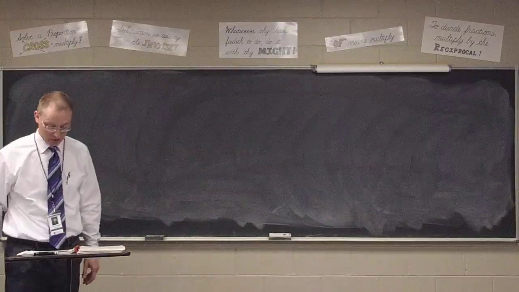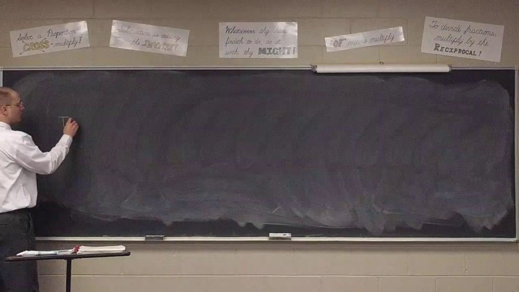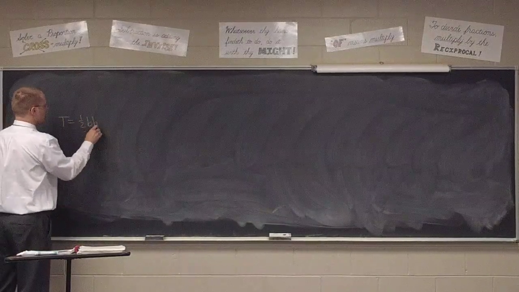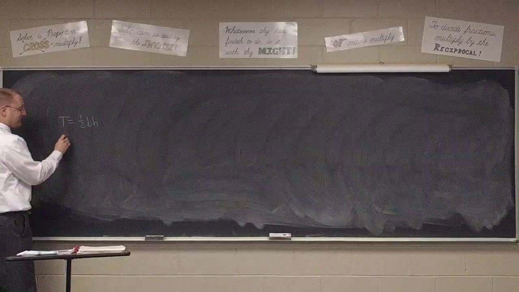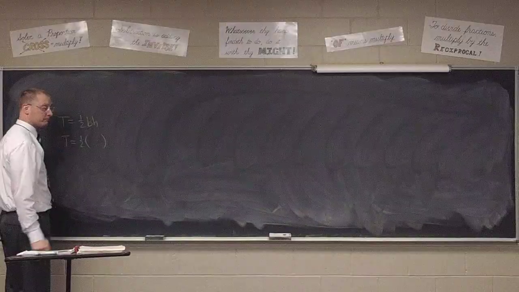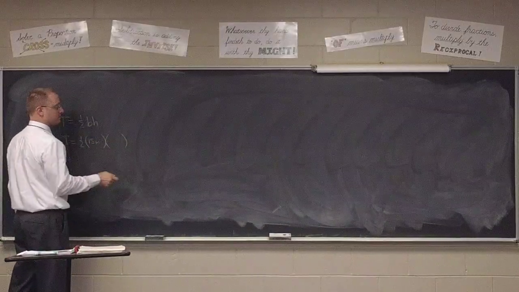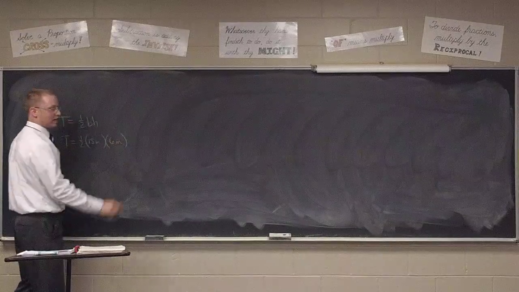All right, and let's start with the formula, class. T equals 1/2 BH. And it says to find the area, so I'm finding T. T equals a half times, for the B I plug in 15 inches, for the H I plug in 6 inches. Now, strategy tip, class.